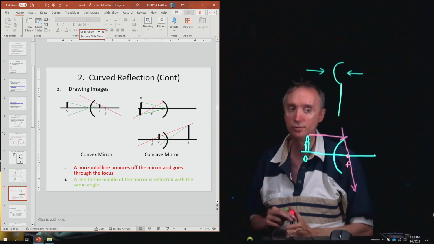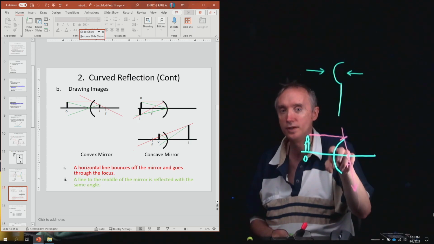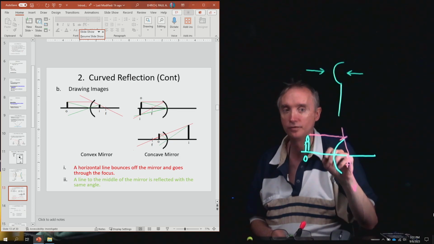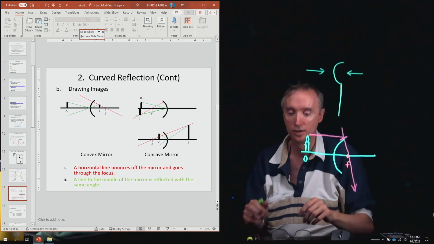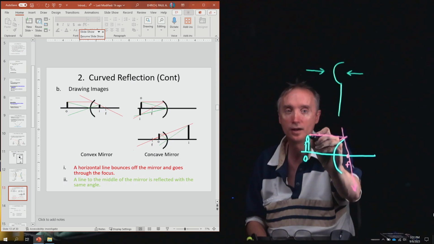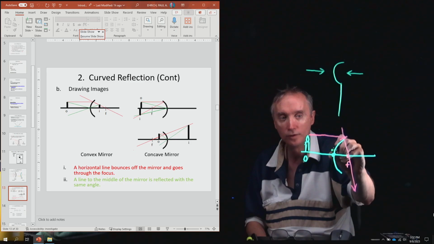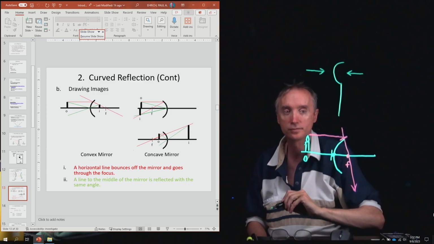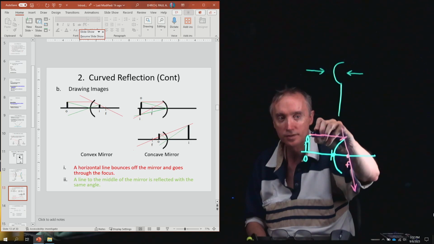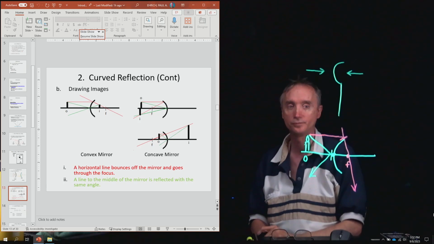So that's going to be rule number one. Okay, rule number two is that a line to the middle of the mirror is going to be reflected with the same angle. So let's now draw another one here. This time I'm going to draw a line from the tip of the candle to right here. So this is the middle point of the mirror, and remember that this is equivalent to having a mirror like this. So then that means that light that's coming in is going to bounce off, and it's going to go in that direction.